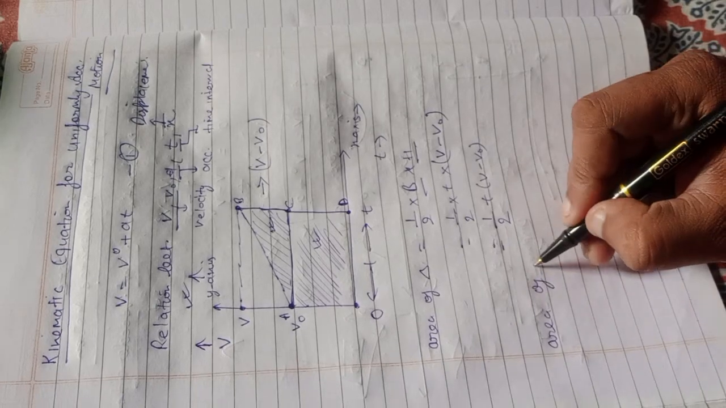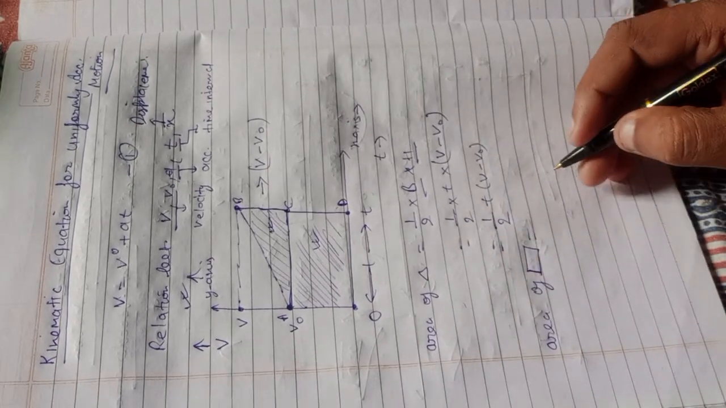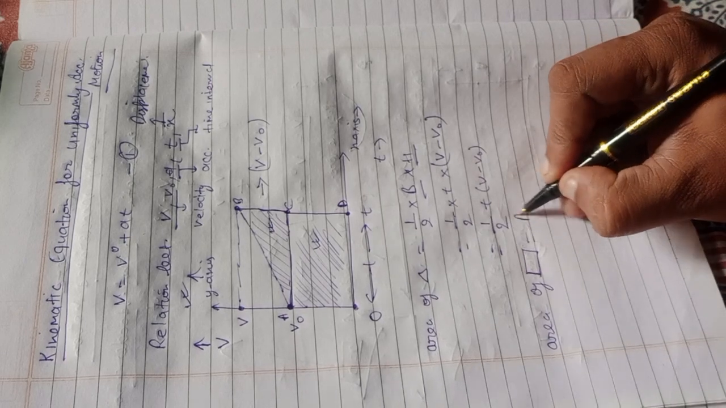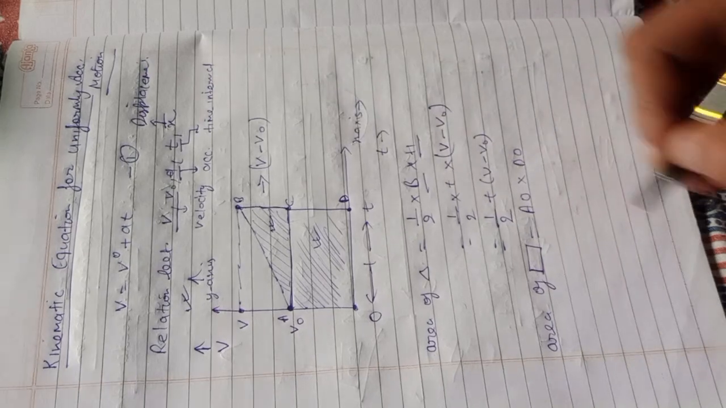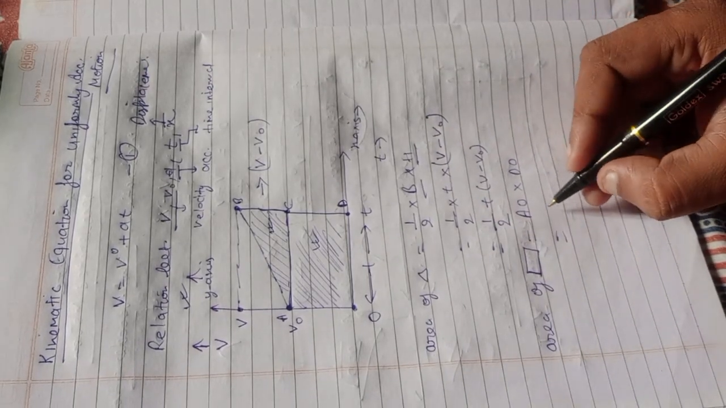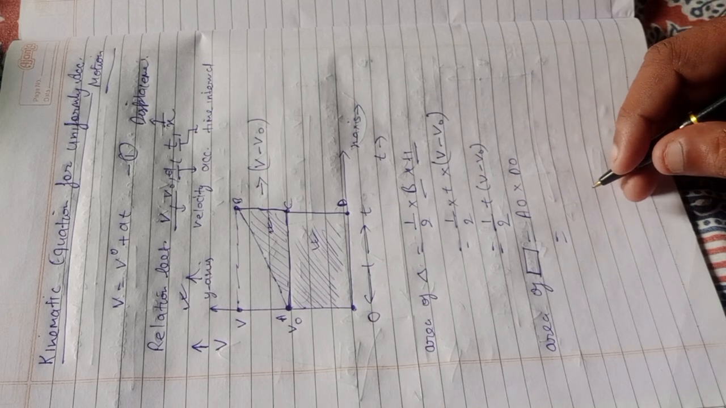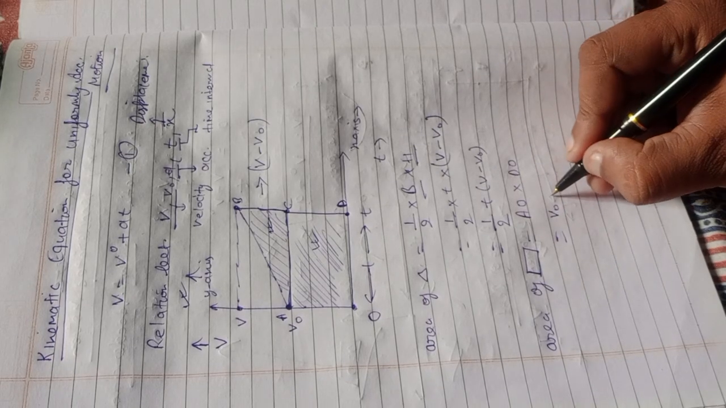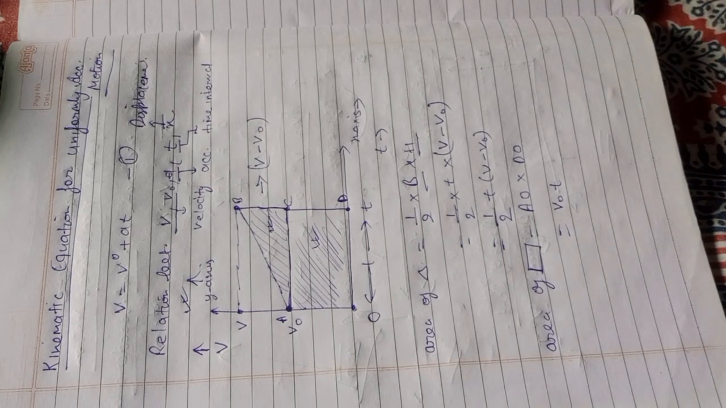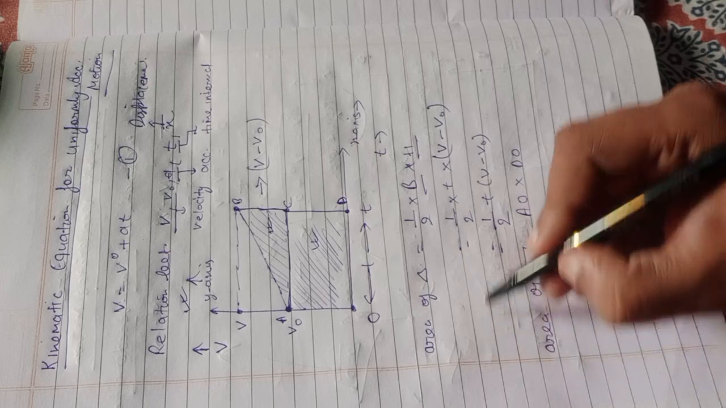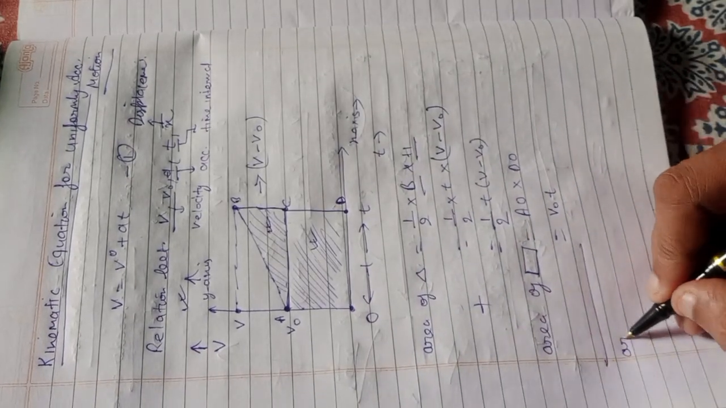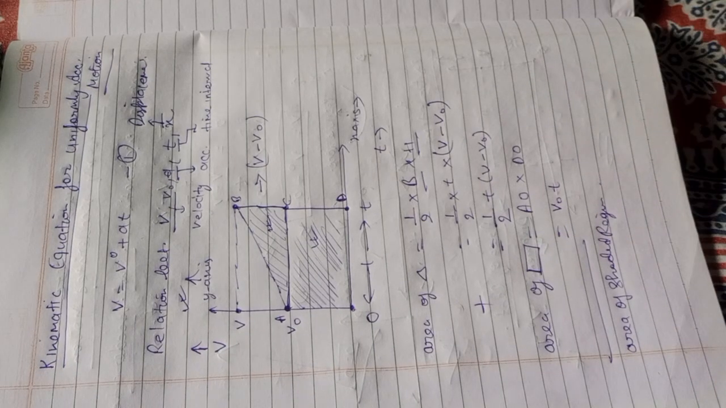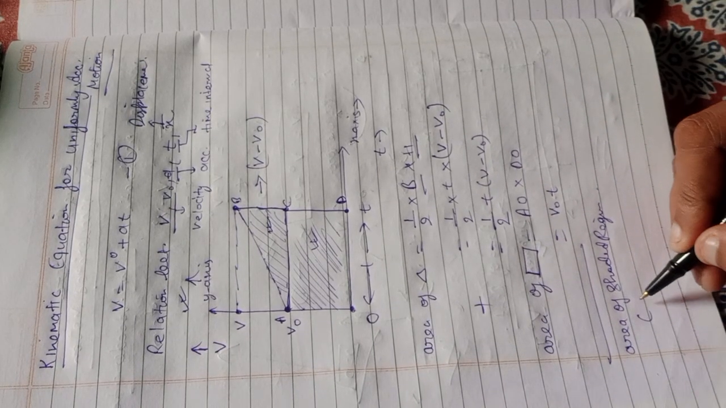Now area of rectangle, let's see. What is the area of rectangle? Product of adjacent sides, you can say, AO into DO, right? So what is AO? AO is basically V naught. And what is DO? DO is T, right? Now, if you add it together, that will be the area of what? Area of shaded region.